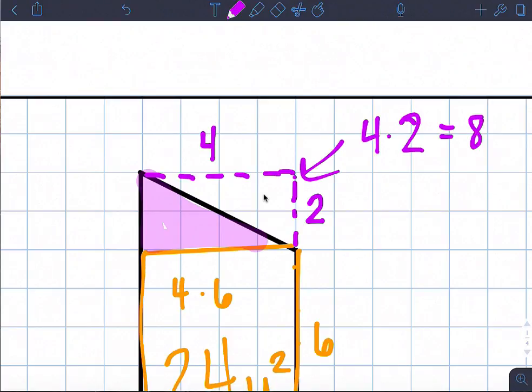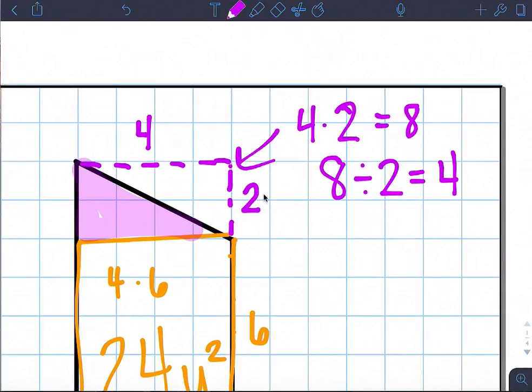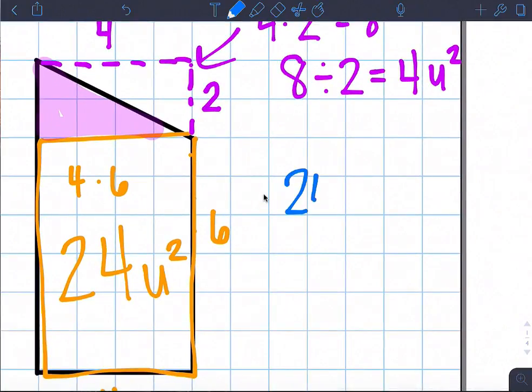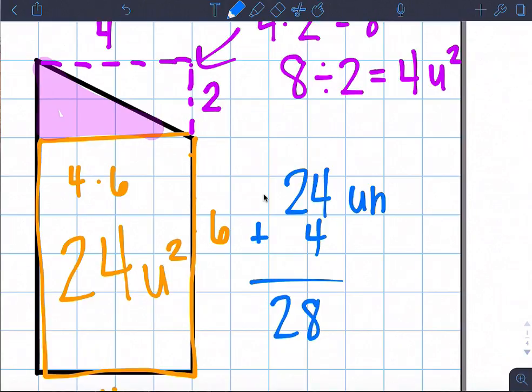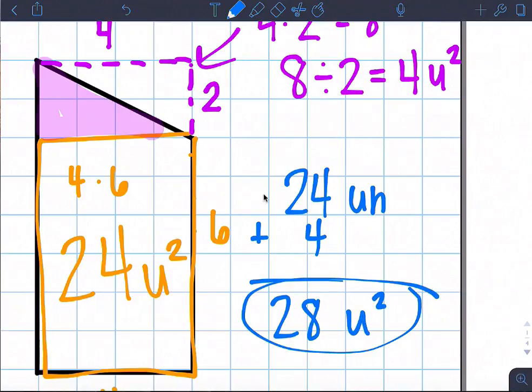And then I'm going to take that 8 and divide it by 2, because there's 2 equal pieces, 2 equal triangles that make up that area. So my 8 divided by 2, and I get 4. So that's 4 units square. So now, for my final answer, I'm going to add the 24 units and my 4 units, and I get 28 square units. And there's my final answer.